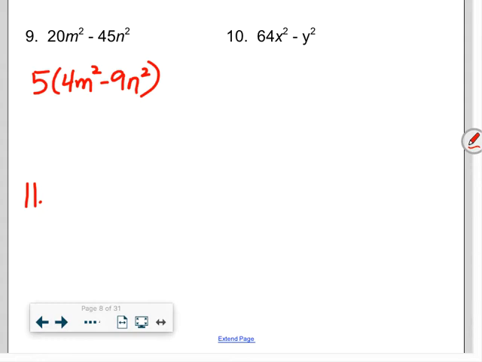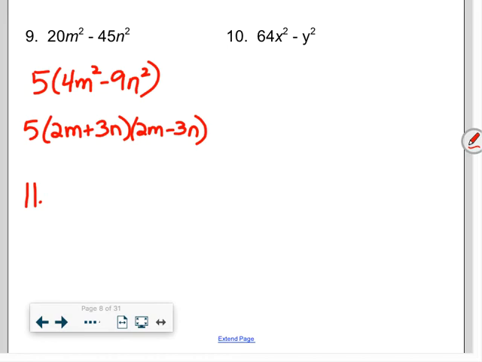Now, you've got to stop and ask yourself, can I continue to factor? Look at 4m squared minus 9n squared. Hey, that's a difference of two squares. So this is 5 times 2m plus 3n, 2m minus 3n. So Macy, I think what you were saying is if you can tell that the first term is a perfect square and the second term is too, then yes, you keep going as a difference of two squares.